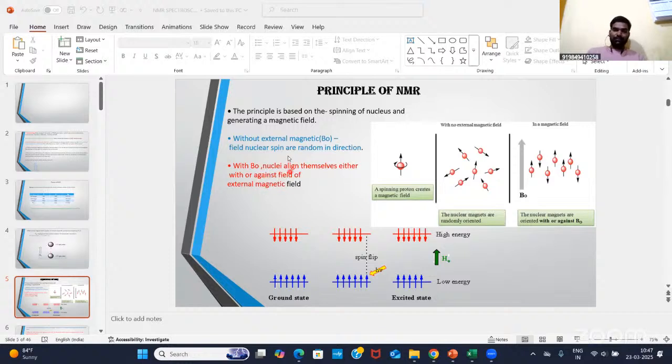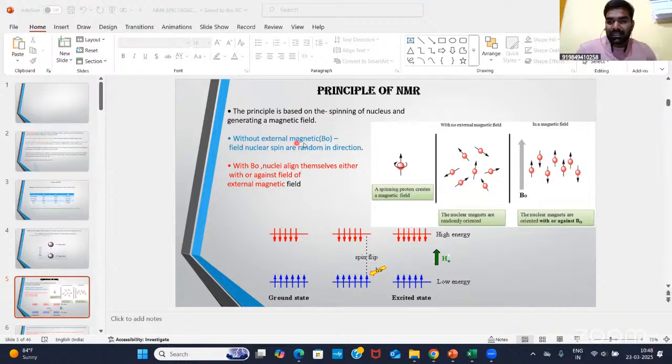So the NMR principle is based on what? The spinning of the nucleus and generating a magnetic field. We can even take the example of the Earth. It spins about its own axis, and that's why it has a magnetic field, right? So a spinning nucleus also generates a magnetic field. We can take an example like that.